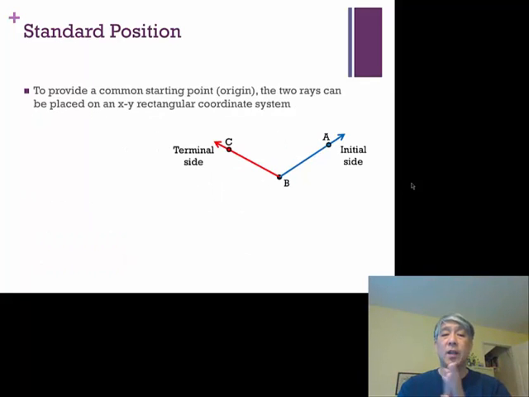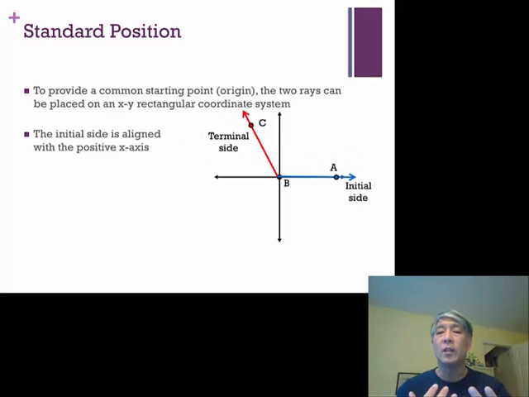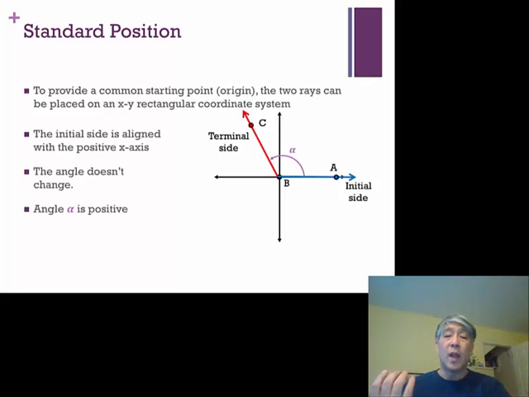Now, the standard position. To provide a common starting point, or basically an origin, for our angle, the two rays can be placed on an XY rectangular coordinate system, kind of like this. Because we want the initial side to always be aligned with the positive x-axis, we can just rotate the angle so that the initial side lines up with the positive x-axis, and ray BC is wherever it's going. The angle doesn't change just because I rotate the picture.